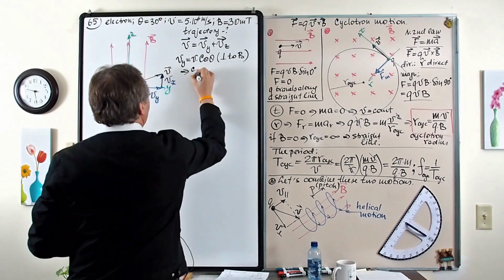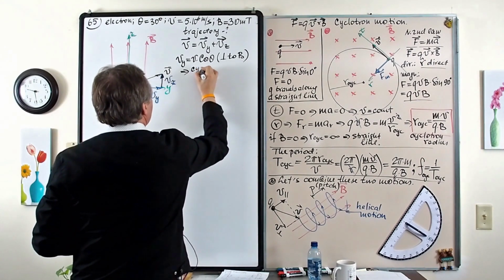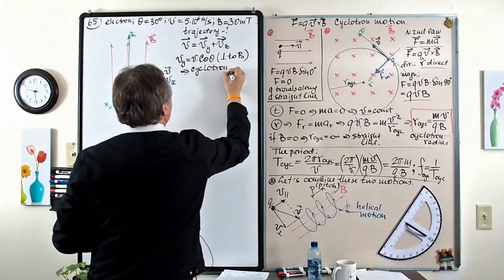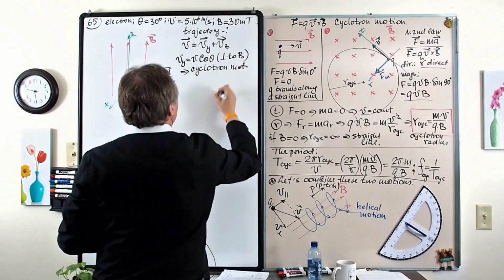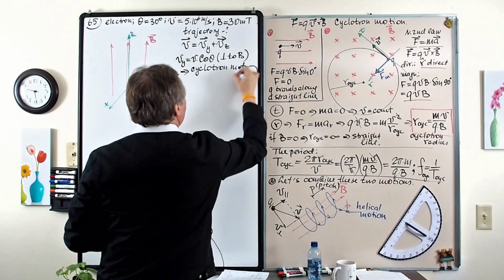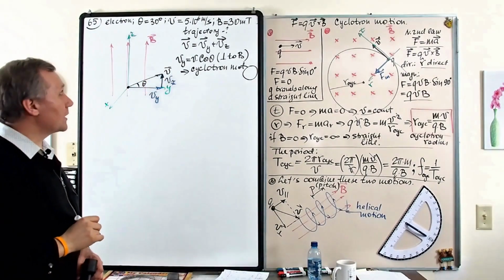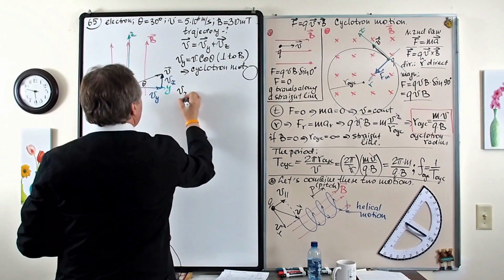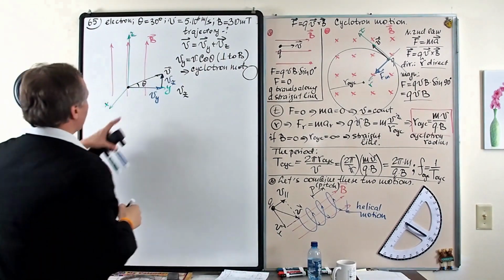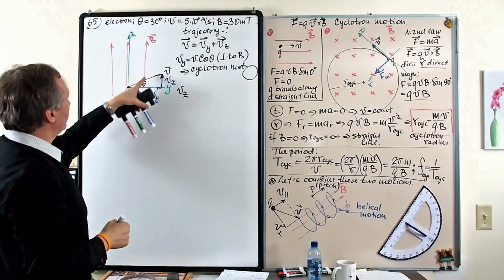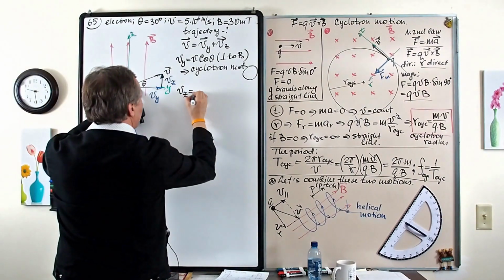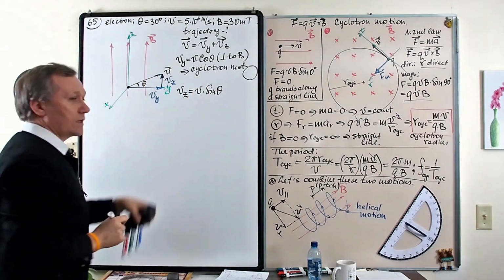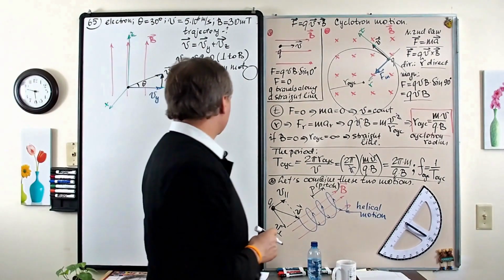So this component of the velocity is going to give us cyclotron motion. Basically, we're going to get a circular orbit, right? And V sub z, this component, what can we find it? Yeah, of course, V times sine of theta. V times sine of theta. So that's the absolute value of this velocity.